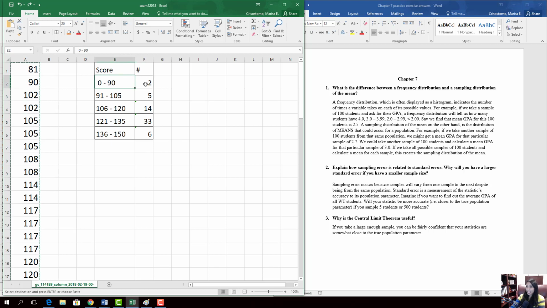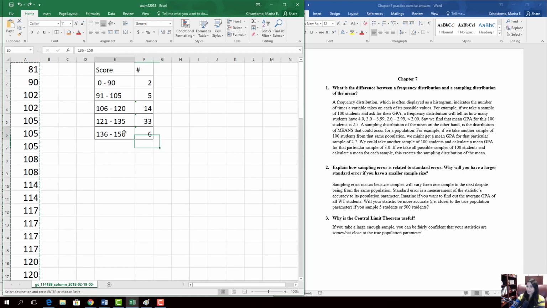So here I have 2 students who scored less than 90. I have 5 students who scored from 91 to 105, 14 who scored from 106 to 120, 33 who scored 121 to 135, and 6 who scored 136 to 150. So again, I'm looking at the number of times that a student had scored a score of what is indicated in this column here.